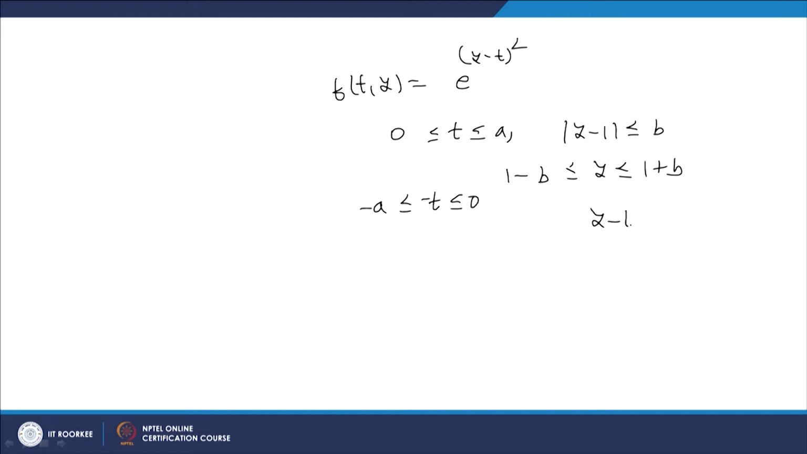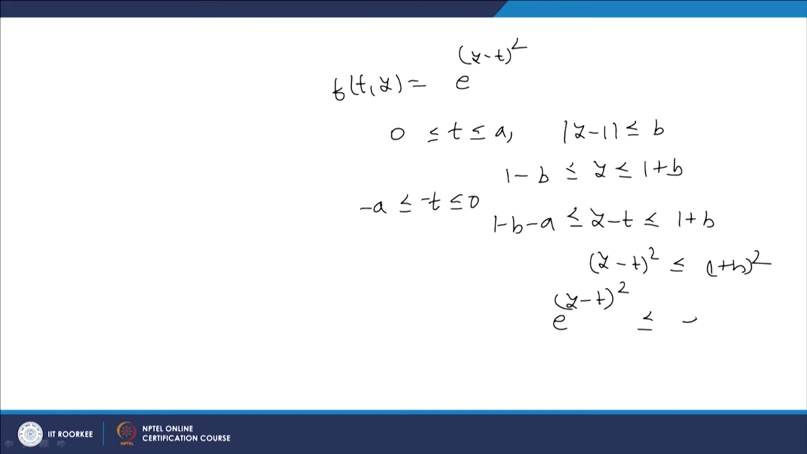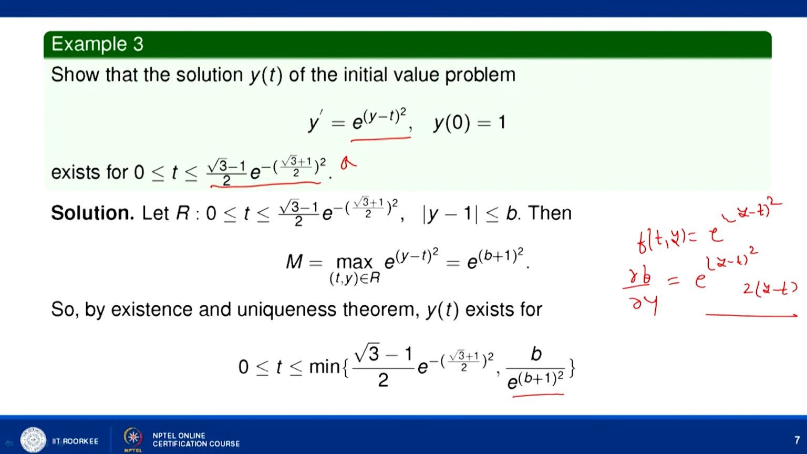So, we can say that y minus t is bounded by minus b minus a and 1 plus b. So, we can say that (y minus t) whole square is bounded by (1 plus b) whole square. So, it means that e to the power (y minus t) whole square is less than or equal to e to the power (1 plus b) whole square. So, in this way we can find the maximum value of f(t,y), and here M is given as the maximum of e to the power (y minus t) whole square in rectangle R. This is given as e to the power (b plus 1) whole square.